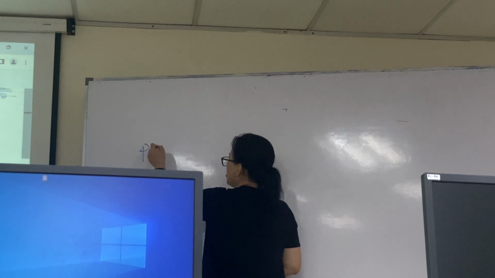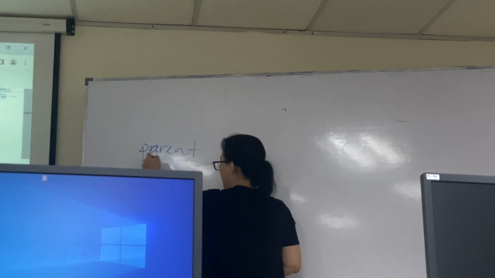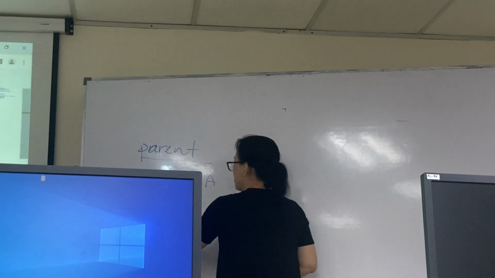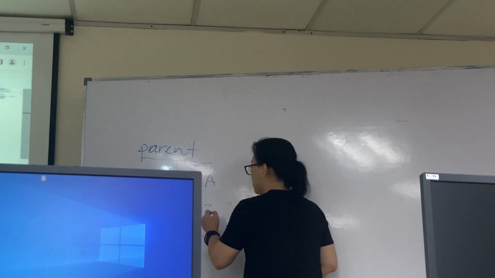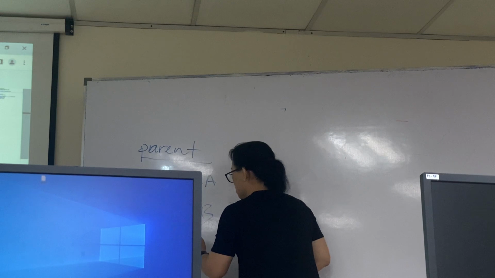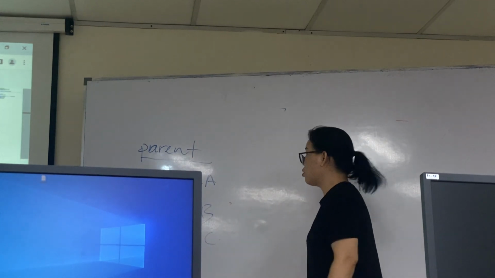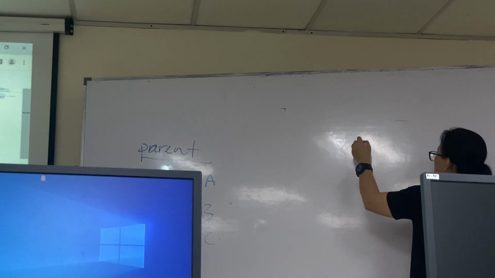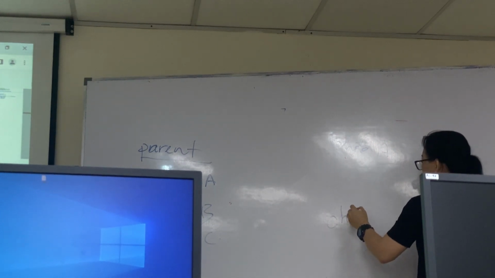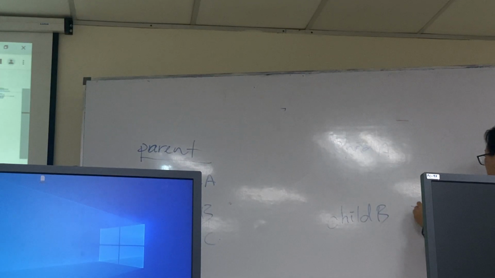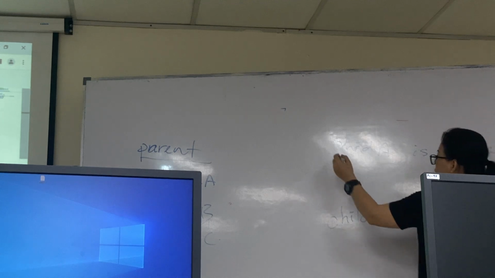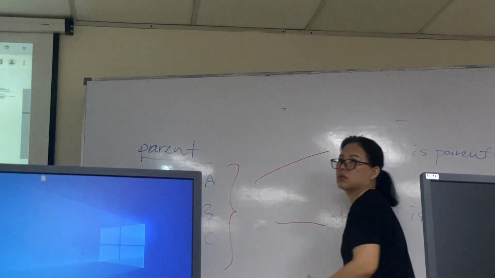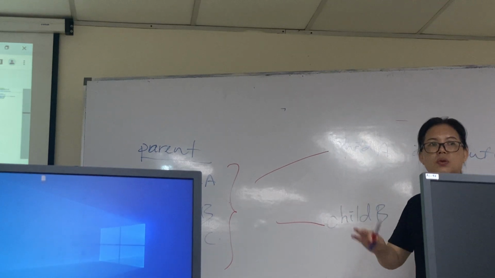Now, imagine this is your parent. Your parent here has function A, function B, function C. So if you go and create a child, a child A and child B, using this parent, it means that your child A and child B can inherit all the functions over here.